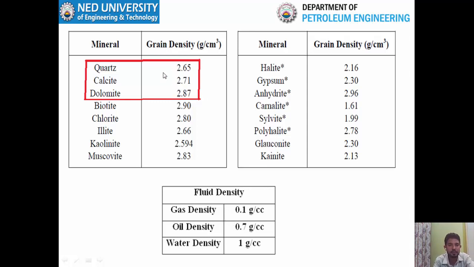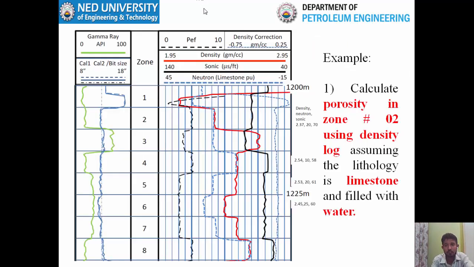But again, I repeat that in order to estimate porosity, you first need to know the mineral and you also need to know the fluid content in the pores. For example, you have been asked to calculate porosity in zone number 2, again using the density log. There are other porosity logs too. We will see the neutron log and sonic log in coming weeks. So there are basically three porosity logs: density log, neutron log, and sonic log. So you can calculate porosity through these logs.